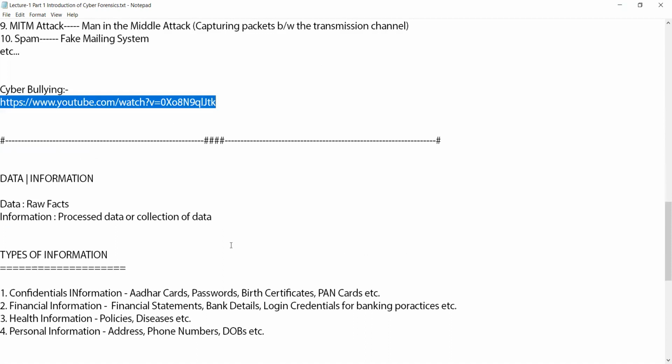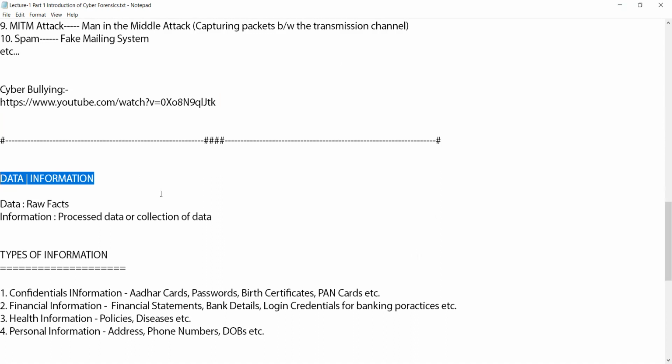Okay, so what is the next thing? The next thing is related to data as well as information. So what is data and what is information? Firstly, we need to understand this if you're working as a cyber forensic investigator and you receive information as well as data. So what is the difference between both of them? For example, suppose that in a company 50 employees are working, and all the 50 employees' records, we can say that is data.